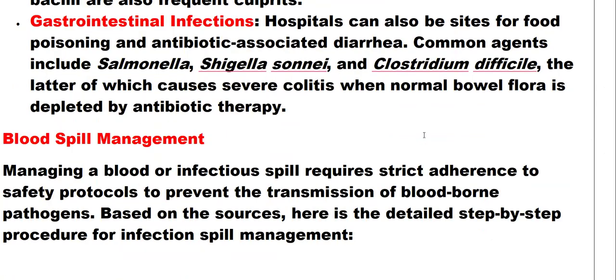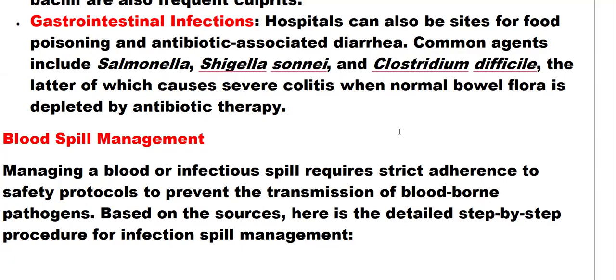Gastrointestinal infection. Hospitals can also be sites for food poisoning and antibiotic associated diarrhea. Common agents include Salmonella, Shigella sonnei, and Clostridium difficile, the latter of which causes severe colitis when normal bowel flora is depleted by antibiotic therapy.